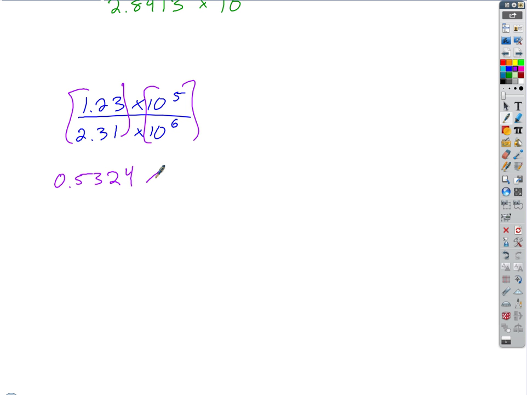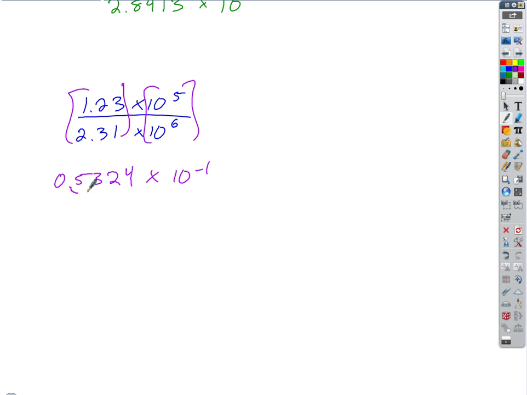That's kind of embarrassing. Times, yeah, so what's this one going to be? So if I divide like bases, I subtract, right? So it's times 10 to the negative 1, right? 5 minus 6. Okay, and what would I have to do here to make this? That doesn't quite work, does it? Yeah, I've got to move the decimal, don't I?